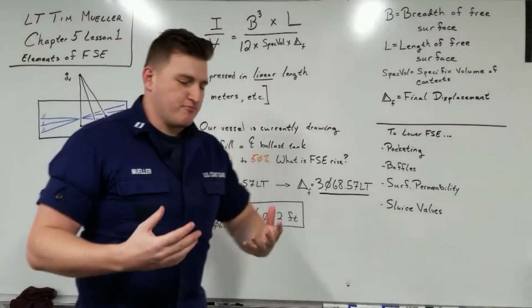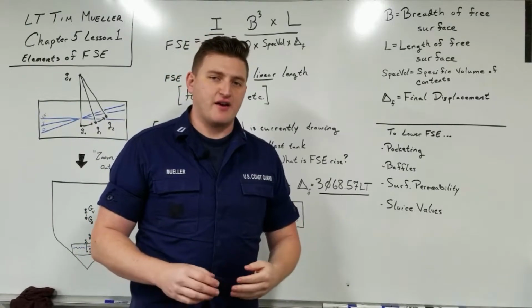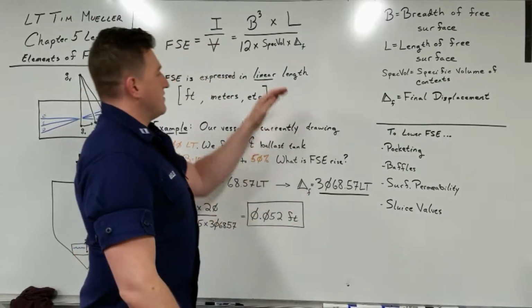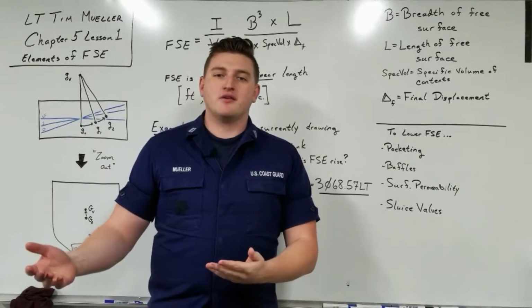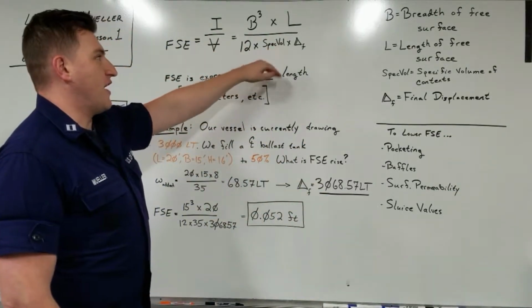When we're doing these problems, usually we're going to be concerned about how much free surface effect is affecting us when we take on damage. So our specific volume is very, very frequently going to be 35 cubic feet per long ton because we're assuming that we're being flooded with seawater. So let's just assume that it's always going to be 35.